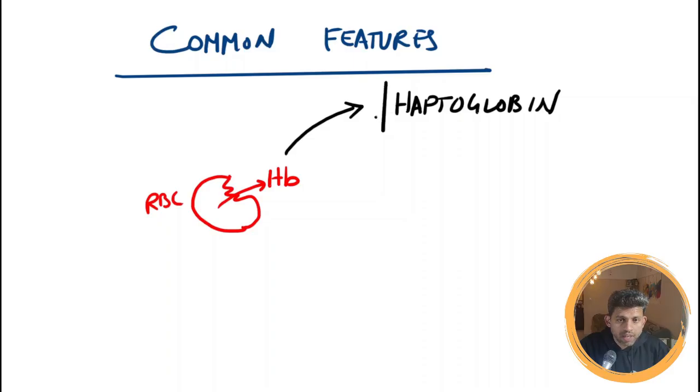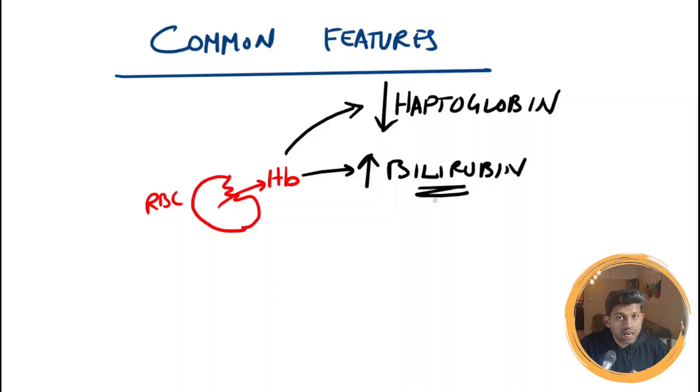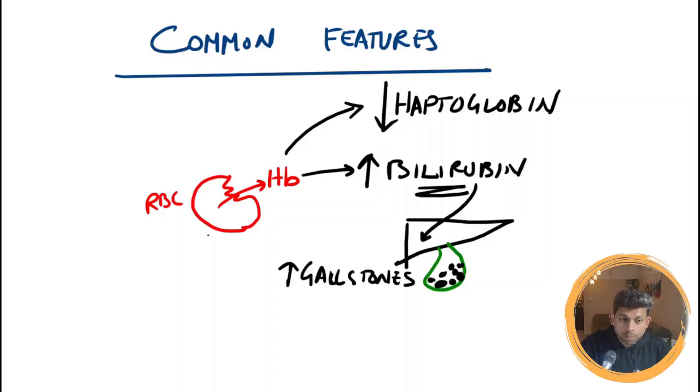All the heme from hemoglobin is converted to bilirubin. So you get increased bilirubin levels, basically unconjugated bilirubin. And since the liver processes all of this bilirubin, there is a high chance for the patient to get pigment gallstones within the gallbladder.